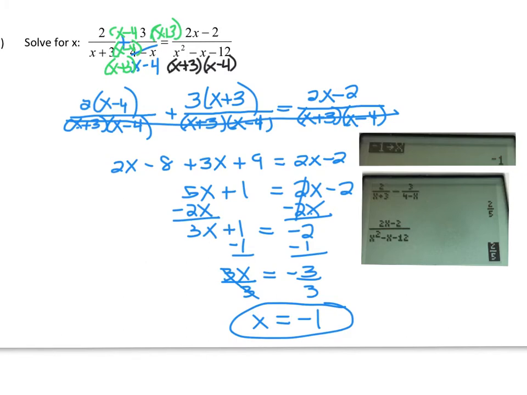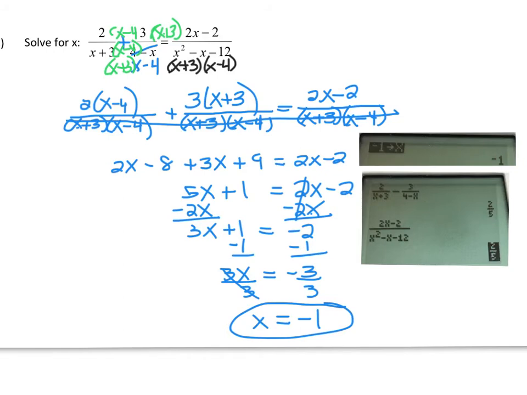Then what I did was I plugged in the left-hand side of the equation exactly like I saw it in the original problem, plugged that in my calculator and hit enter. Then I plugged in the right-hand side of the equation in my calculator exactly like I saw it, and I hit enter. And see how these two values match up?